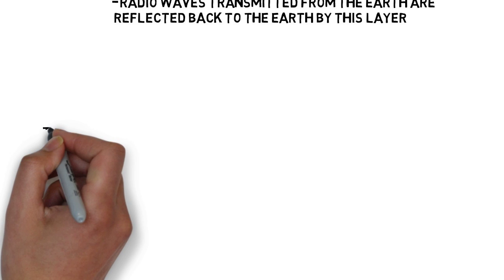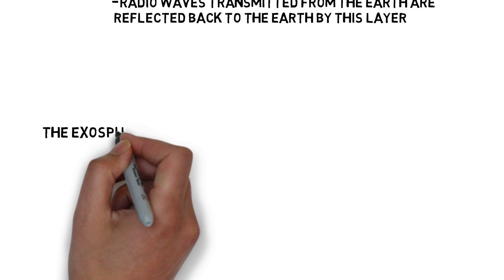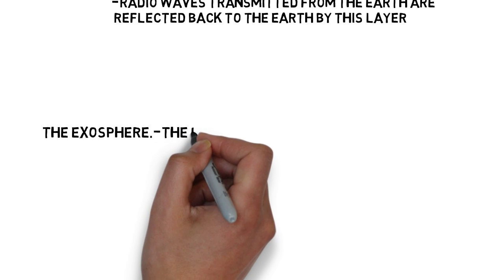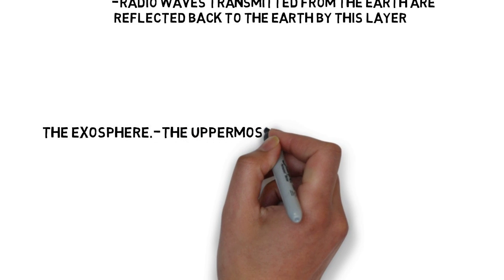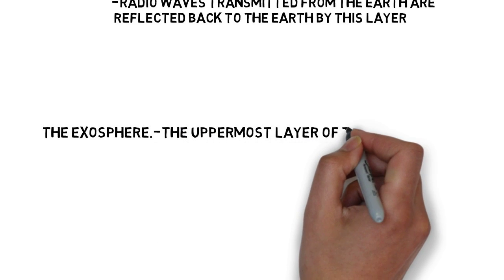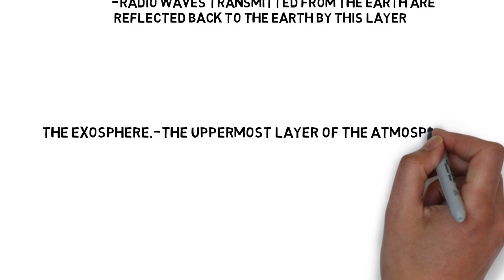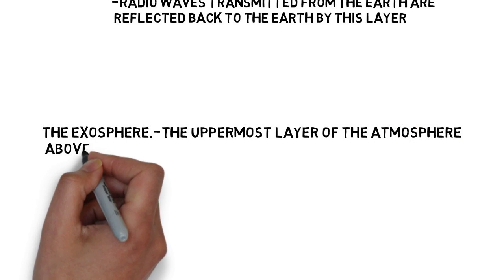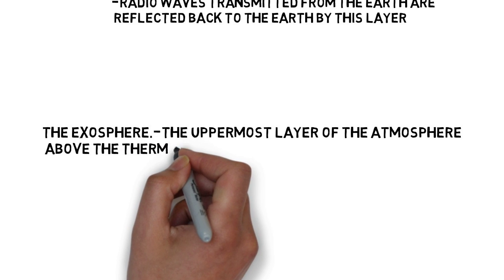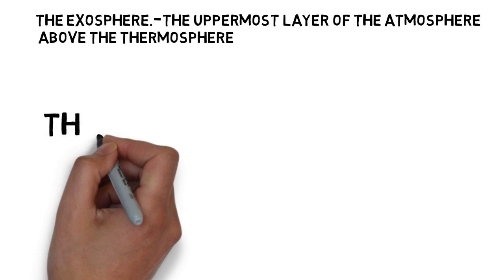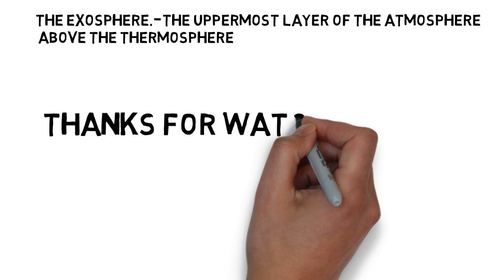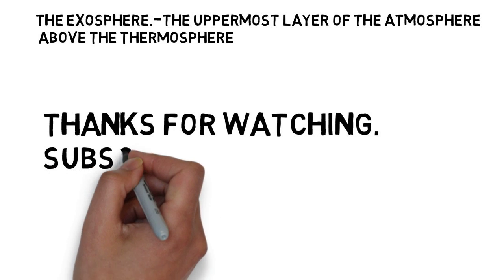Finally, the exosphere is the uppermost layer of the atmosphere above the thermosphere, about which we do not have much information. With this, the first part, atmosphere composition and structure, is concluded. I hope this video would help you in revising the whole chapter in just 5 to 6 minutes.